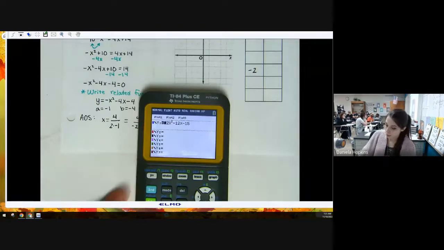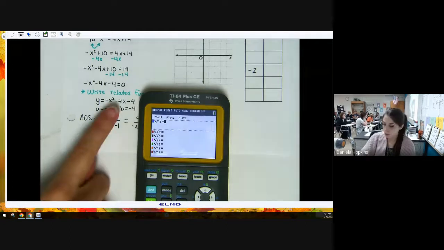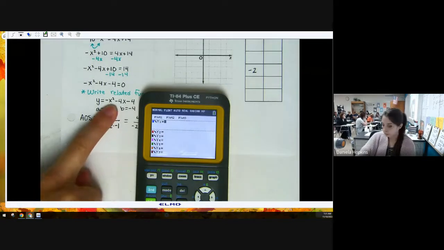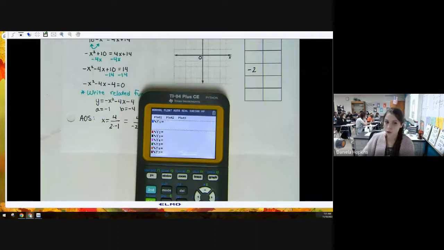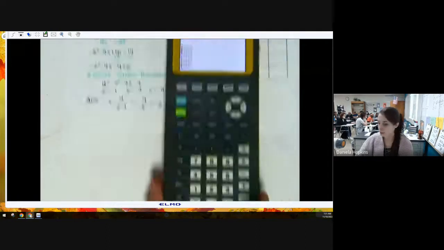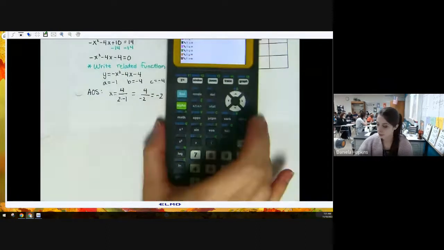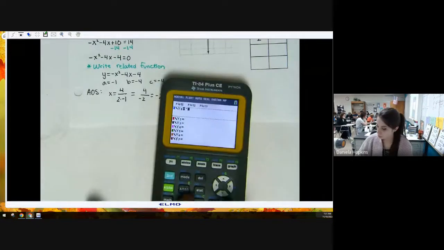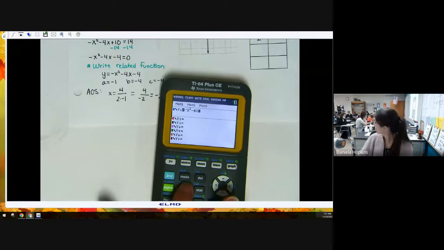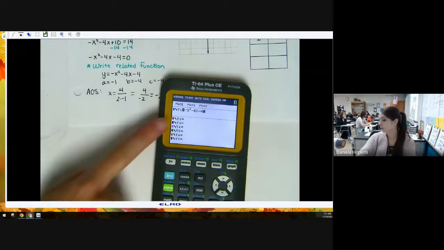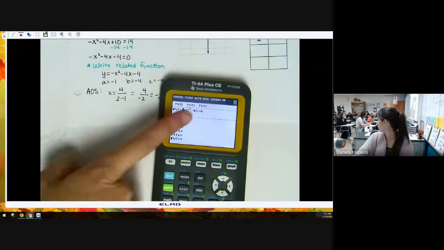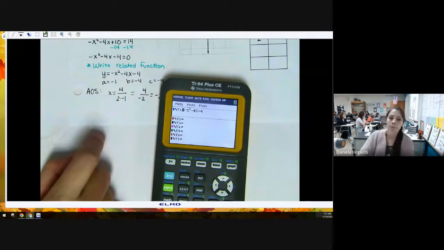So then we go to our y equals, clear out anything that's in there, and I'm going to graph this related function. So I'll type in negative, and make sure you do use the negative here, right? Not the minus sign. Negative x squared minus 4x minus 4. So if the first sign you see is a minus, make sure you use the negative, but the rest can be minuses.